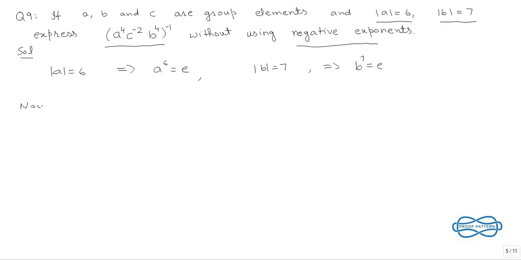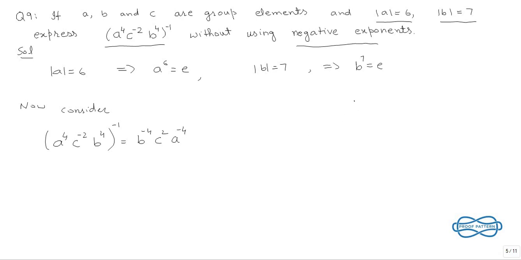Now consider a raised power 4, c raised power minus 2, b raised power 4, whole raised power minus 1, and by the socks-shoes property, we will get b raised power minus 4, c square, and a raised power minus 4. But we have to find the expression without negative exponent.